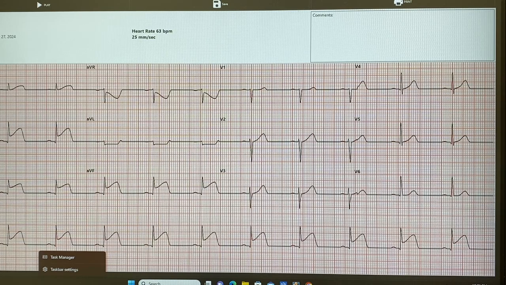Okay. So far, what do you see? ST. Amy, what is this? ST. Is it elevated, depressed, or normal? Elevated. So we have an ST elevation. Okay. Let's just go through the motions.